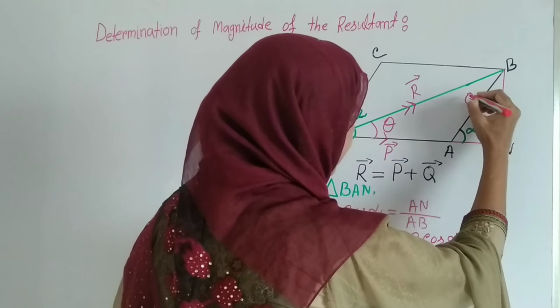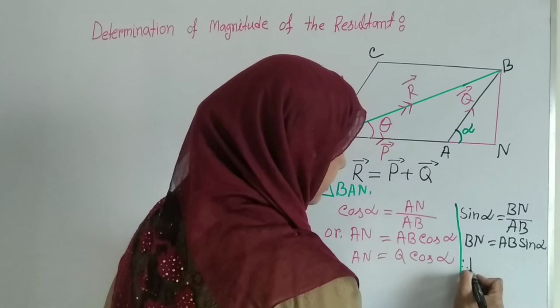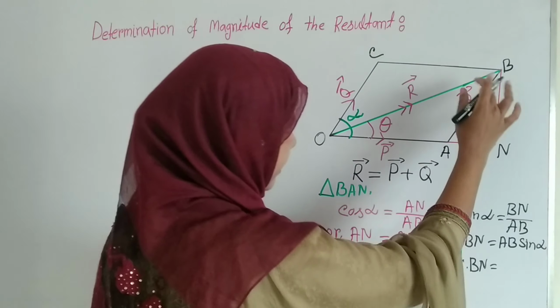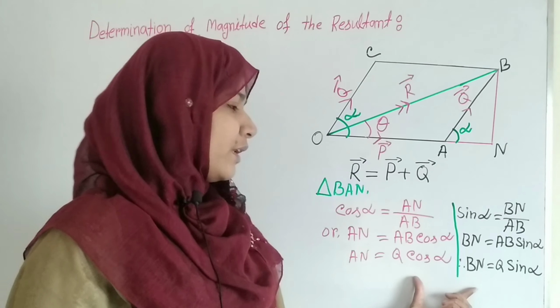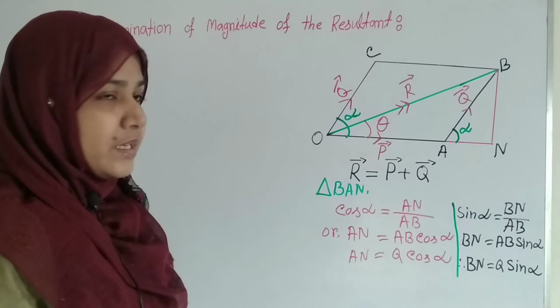If we apply the sine formula for this triangle BAN, then sine alpha equals BN, that means perpendicular by hypotenuse. Hypotenuse means AB. So BN equals AB sine alpha. That means BN equals Q sine alpha. We use these two values later in our equations.